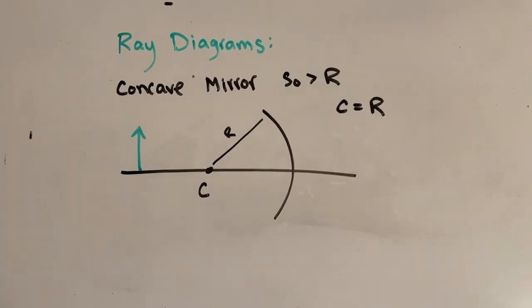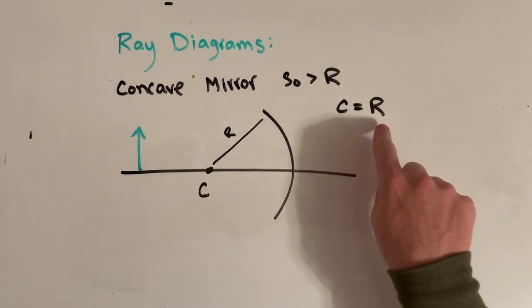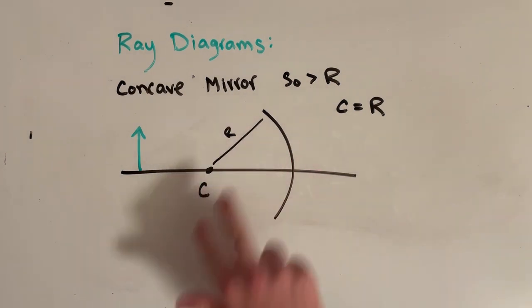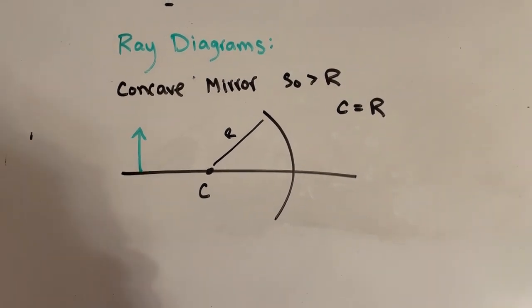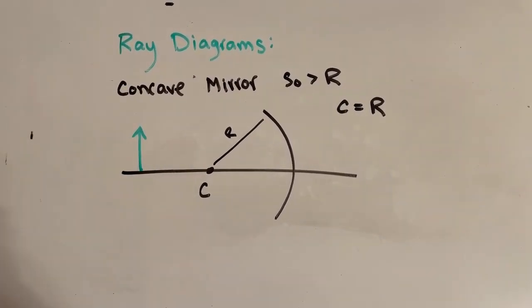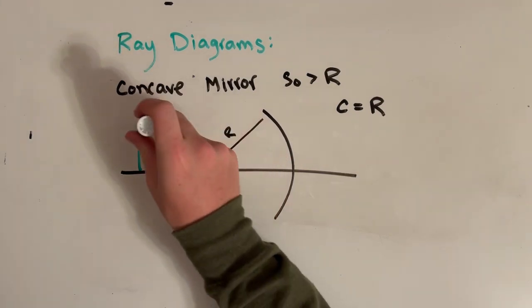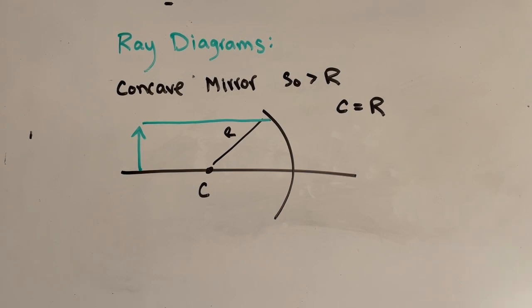Okay, so below I drew a concave mirror, and the object distance is going to be greater than the radius. So we know the center is going to be the same distance as the radius. So as we learned on the previous slide, what I wrote down is that we have three rays that we have to draw. So the first one is going to be drawn parallel to the principal axis and reflected back through the focal point. So we're going to do that. So we're going to go parallel to the principal axis, hits the mirror, and hold on.